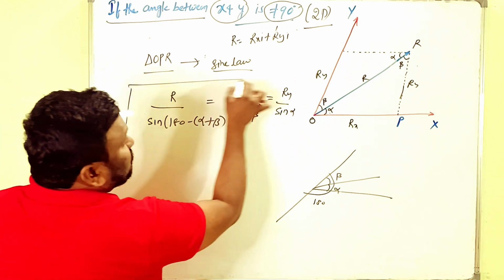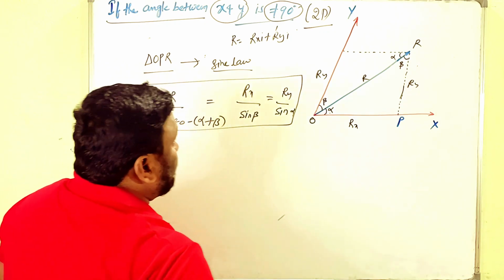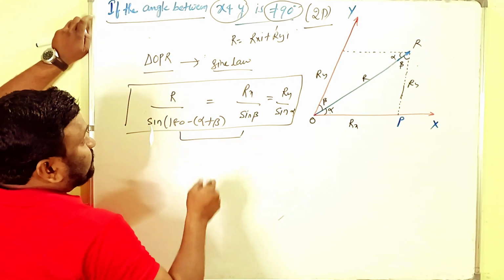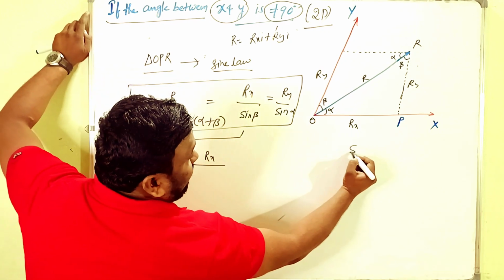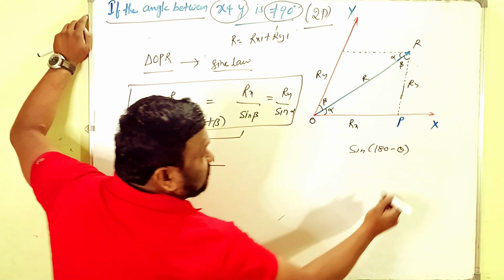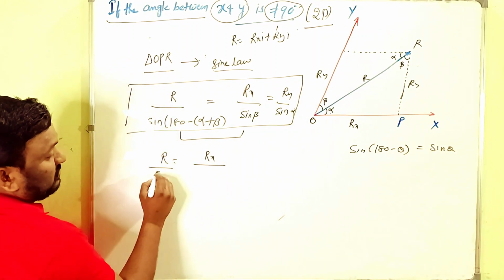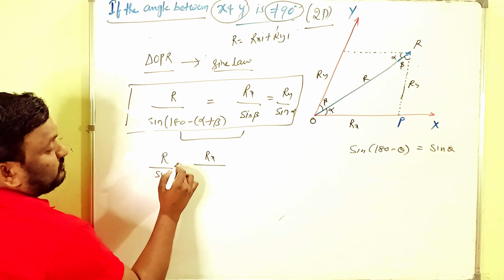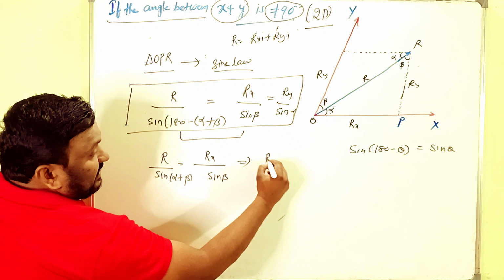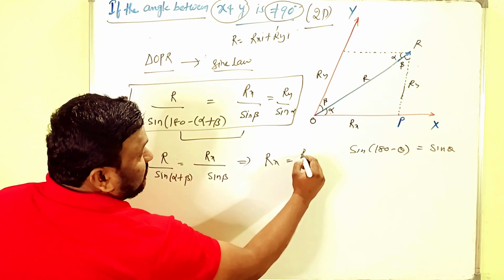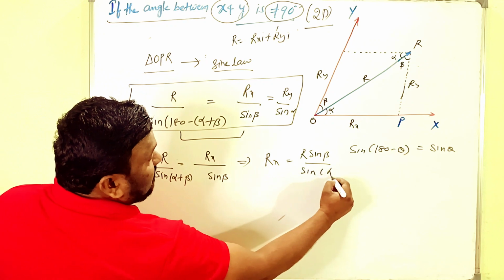So children, this is the formula you have to use when x and y do not have an angle of 90 degrees. So from those two, children, I am going to write like this. R by sin of 180 minus alpha plus beta. Sin of 180 minus theta is equal to, you will write, sin theta, children. Like that, here R by sin of alpha plus beta we can write. Clear, according to that one. And Rx by sin beta, we are taking these two. From that, what do you write for Rx? Cross multiplication. Rx is equal to R sin beta by sin of alpha plus beta.